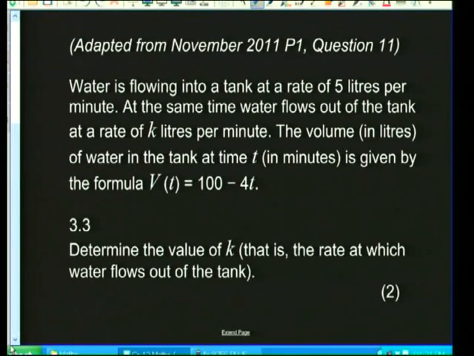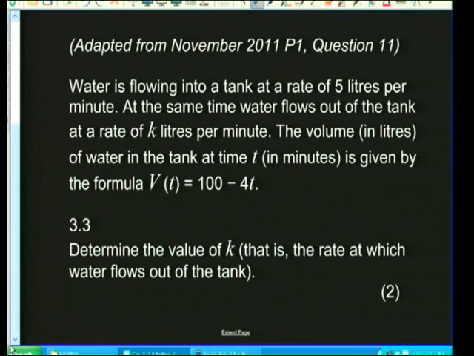Just remember, if there's a question like this and they mention rate of change, you're working with derivative and rate of change at a particular point. You then take that point and sub it into the derivative. Right, from there, they've then said to us, now they want us to determine the value of K.